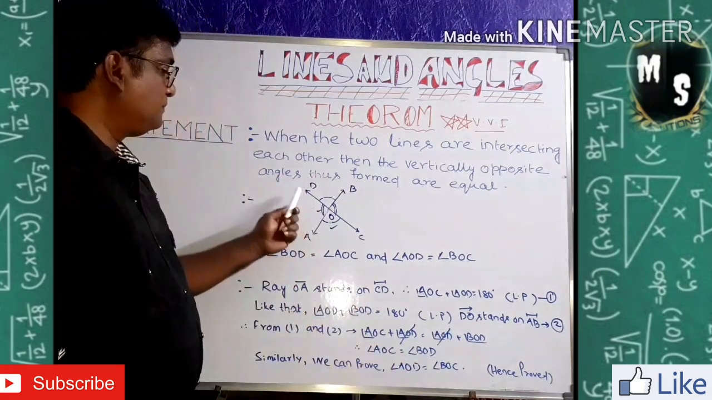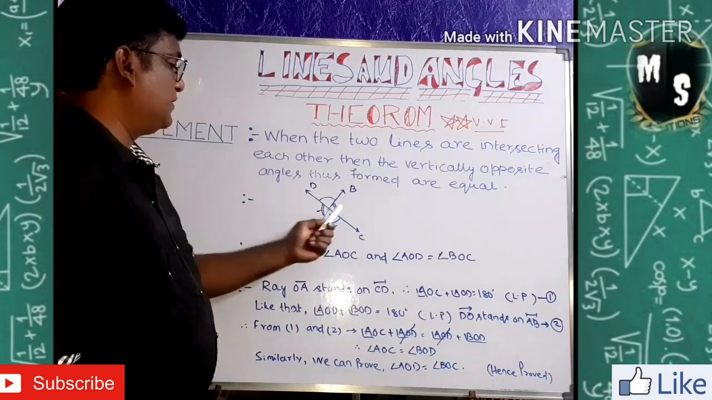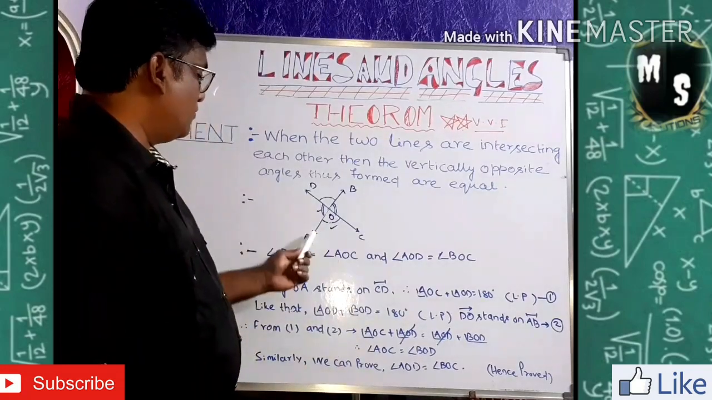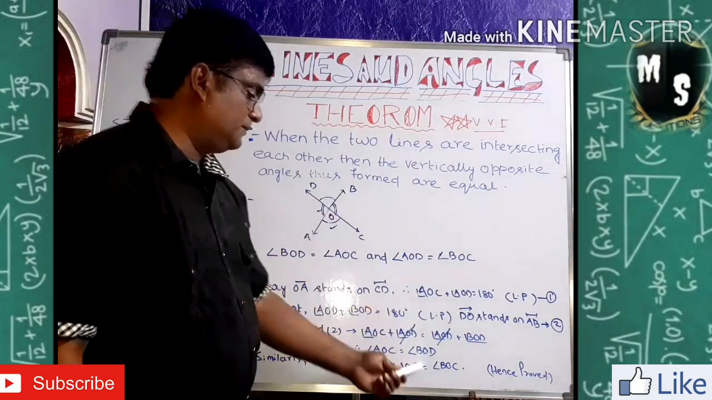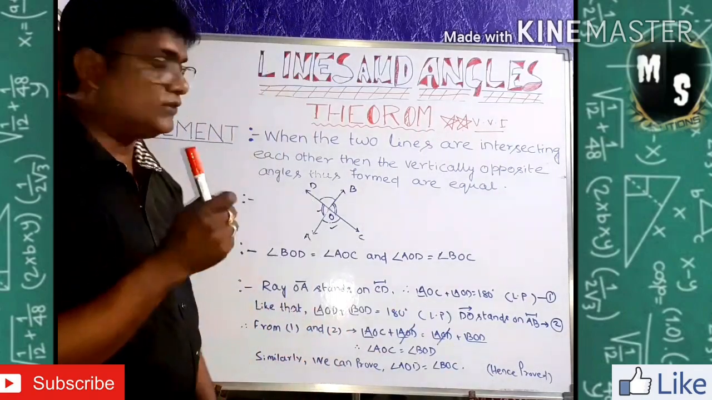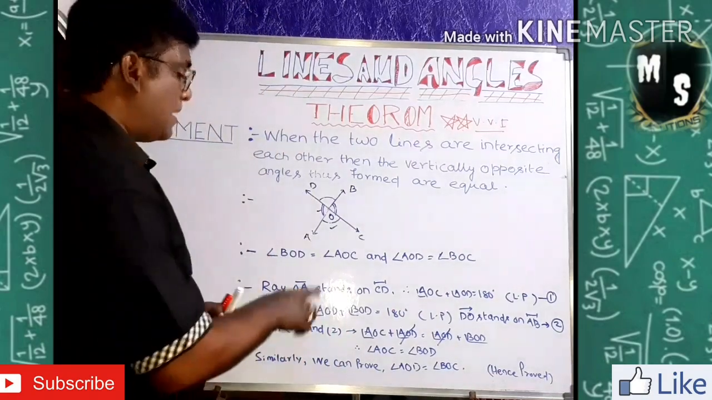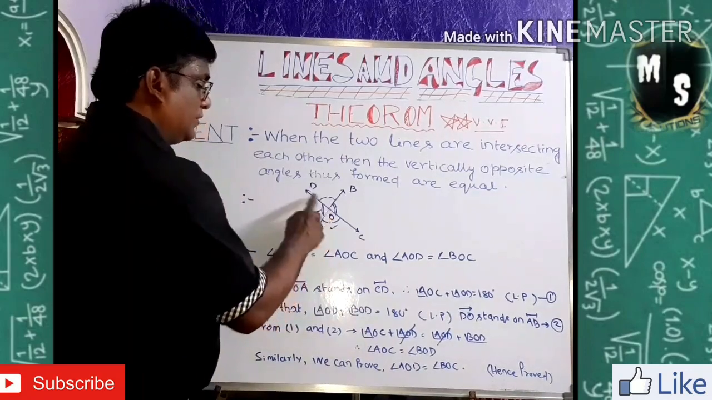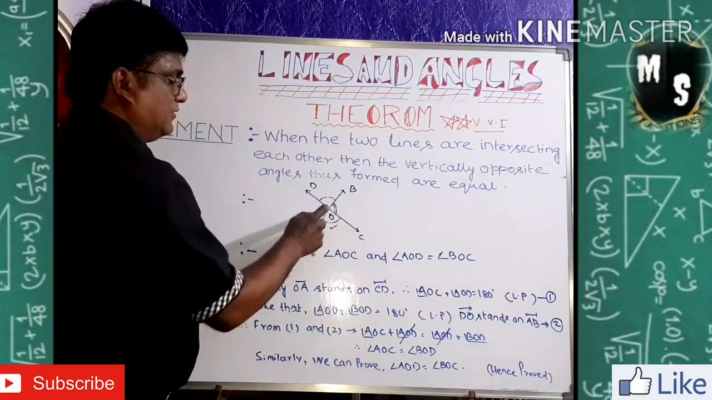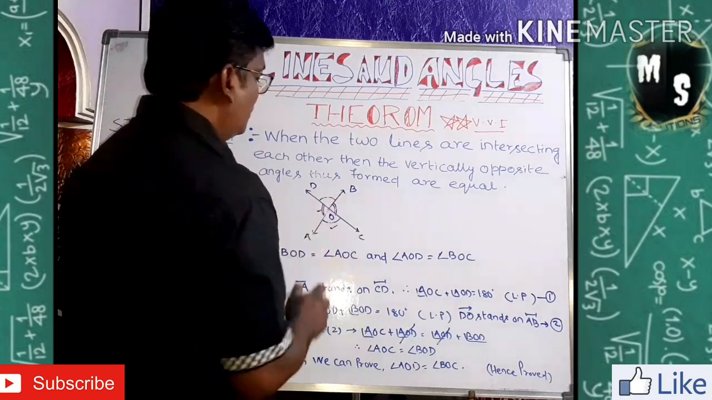Similarly, we can prove AOD must be equal to BOC also. And hence proved, you write hence proved after the proof. Wherever marks are there, after getting one equal, then you can write similarly, we can prove this angle also equal to this angle. That means AOD angle is equal to BOC angle.